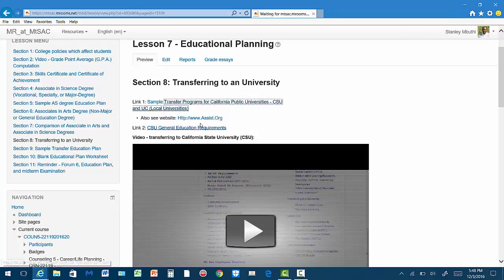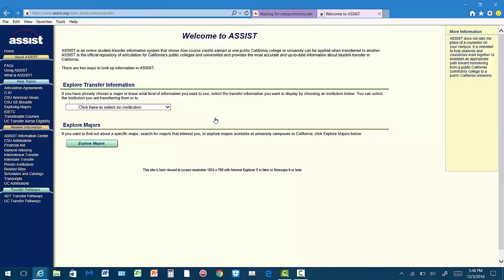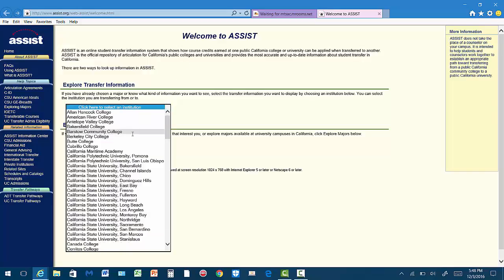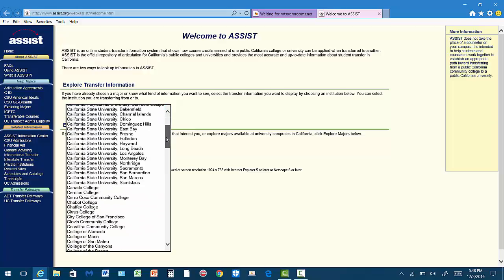Alternatively, if you want to know more about the majors, the one I showed you before contains majors for colleges within Mount SAC's area. If you're looking for a school away from Mount SAC, like in Northern California or Southern California, let's say San Diego or San Francisco, assist.org is an alternative site to look at. So how do you use assist.org? You open the drop down menu and select the school of interest that you want to transfer to.